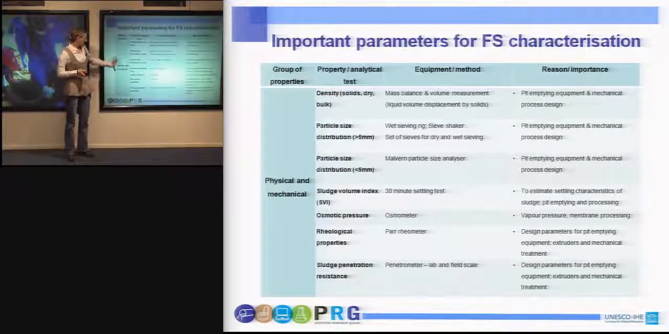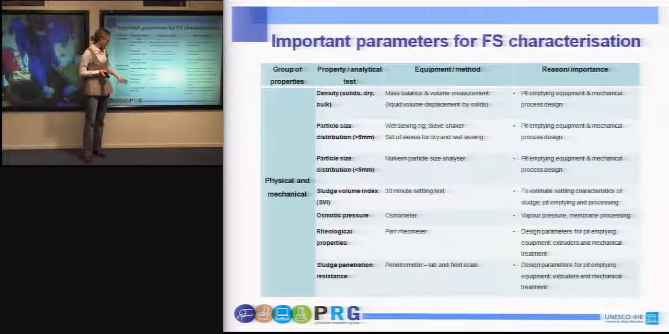The next group is physical and mechanical properties, such as density, particle size distribution. Also, we have sludge volume index, osmotic pressure, rheological properties, and sludge penetration resistance. Why are these important? They provide background information which could be quite essential for the design of pit-emptying devices or mechanical treatment of fecal sludge.